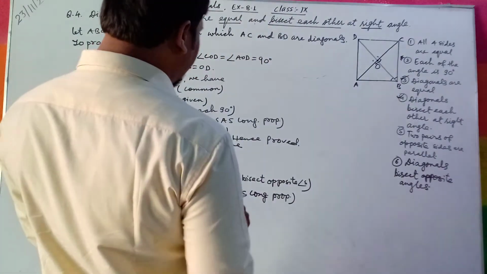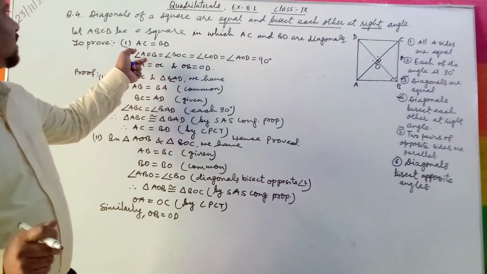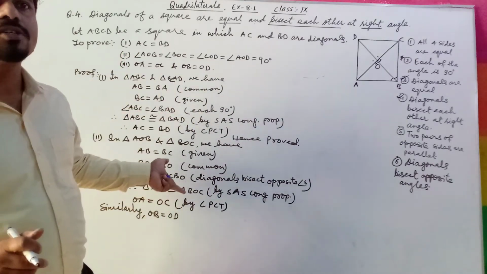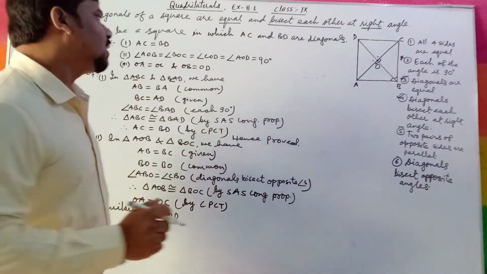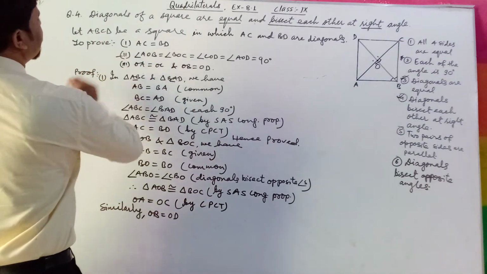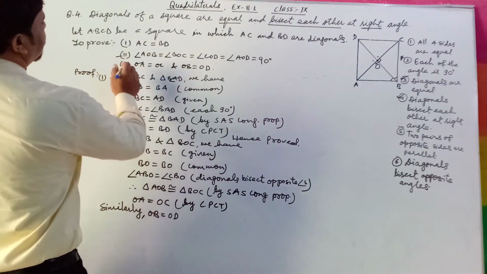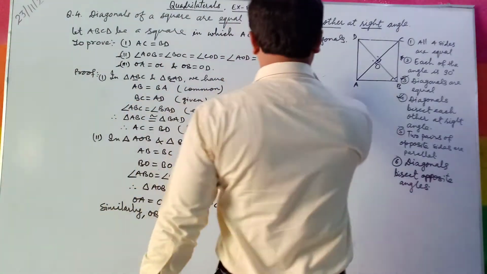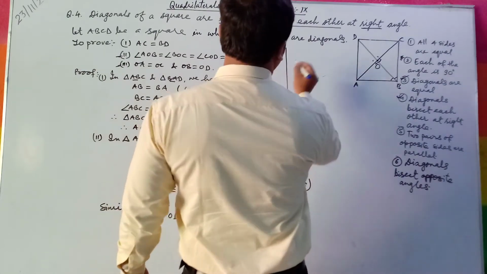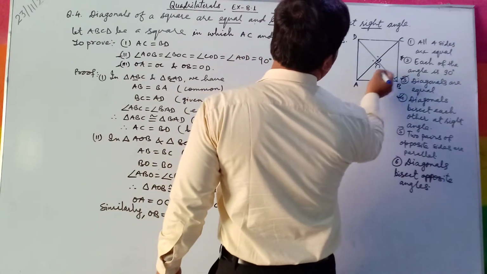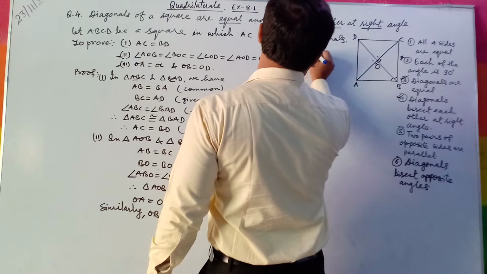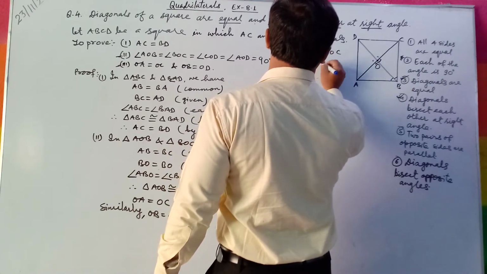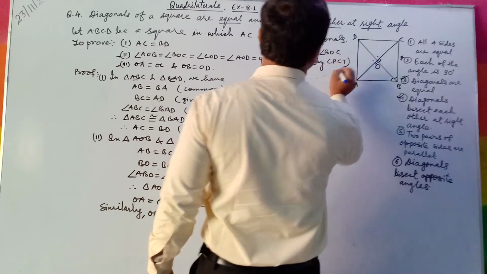Okay. After that, now one thing is left. Second and third, anyone you can prove first, no problem. So now the second one. Each of the angles is 90 degrees. So what will be here? Angle AOB equal to angle BOC, will it be or not? And this is also by CPCT.